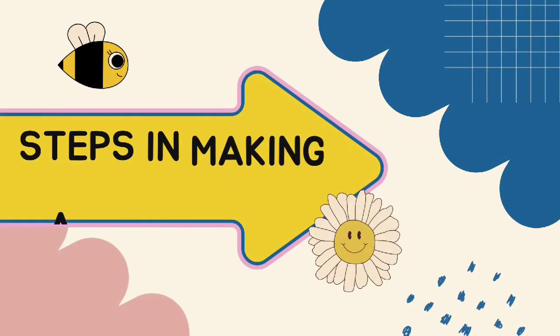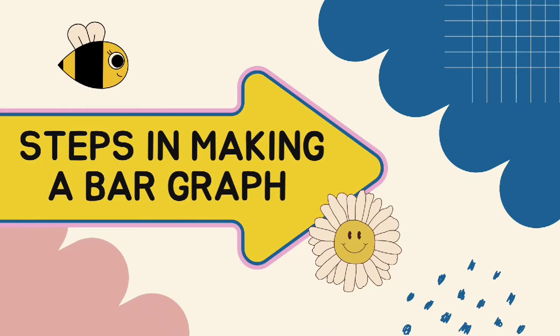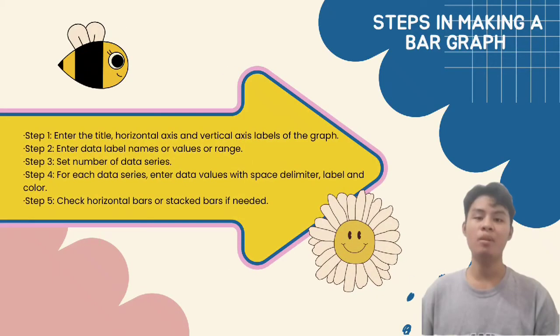Steps in making a bar graph. Step number 1. Enter the title, horizontal axis, and vertical axis labels of the graph. Step number 2, enter data label names or values or range. Step number 3, set number of data series. Step number 4, for each data series, enter data values with space delimiter, label, or color.